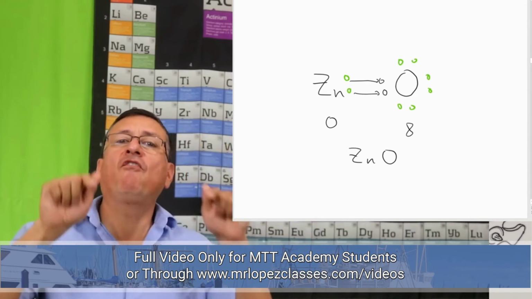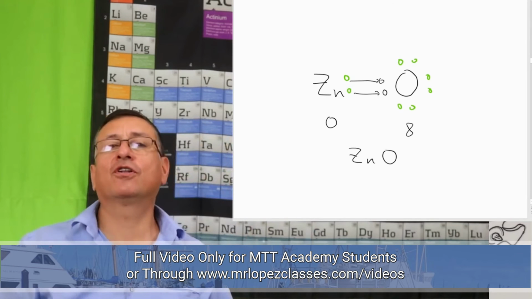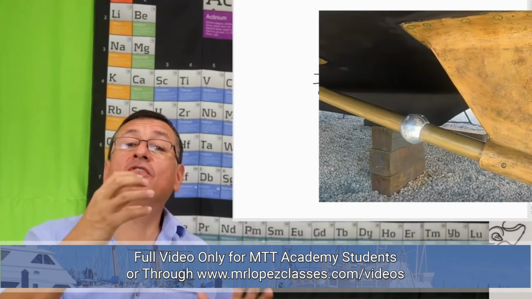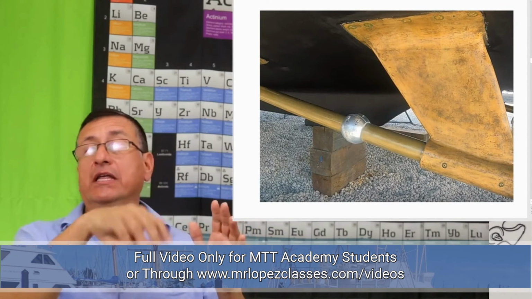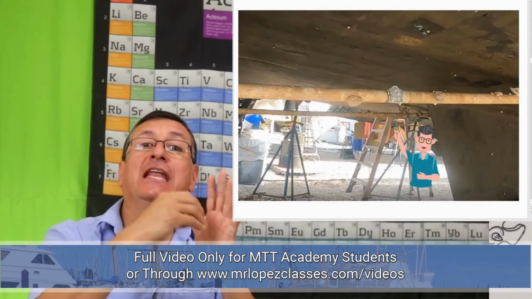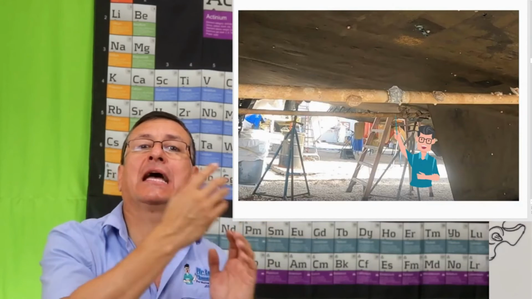Yes, my friends, for that reason, you can put a piece of zinc over the copper or over the iron, over the aluminum, and the oxygen attacks the zinc and does not attack the aluminum.